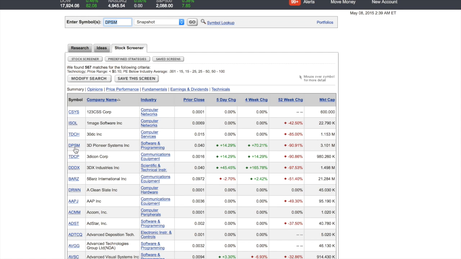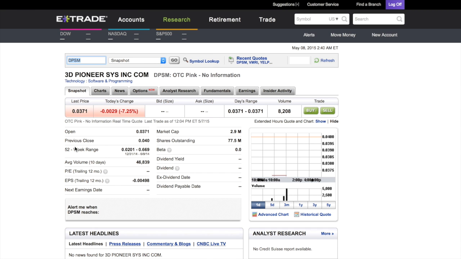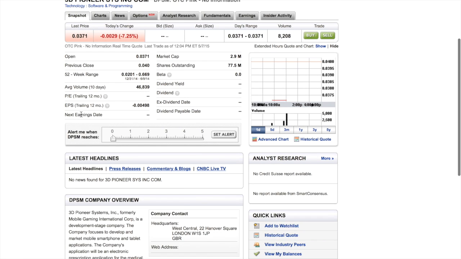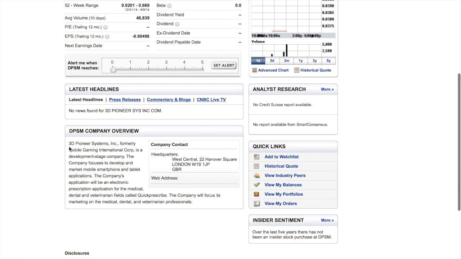So let's take a look at this. Let's just click on this one, for example. 3D Pioneer Systems, right? You click on the stock, it's 3 cents right now. It's trading for 3 cents. And you can take a look and say, let's see what this stock is all about.